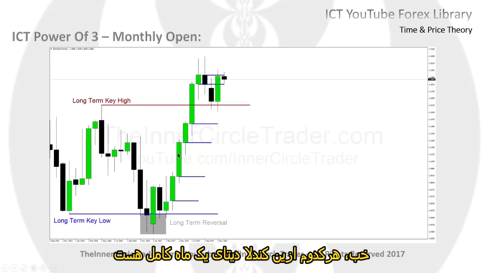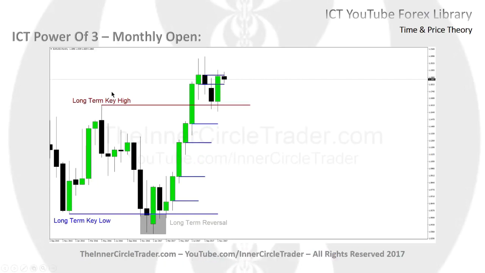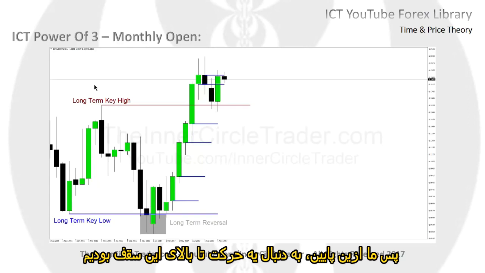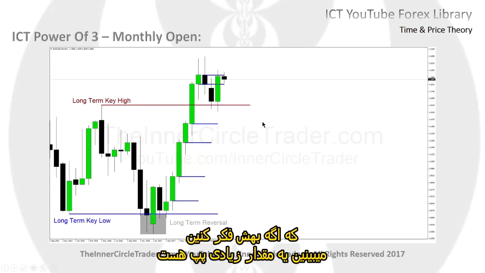So every one of these candles represents one full month's data. And then I noted the long-term key high here. So we will be looking for, down here, a move above this high, which, if you think about it, is a lot of pips.